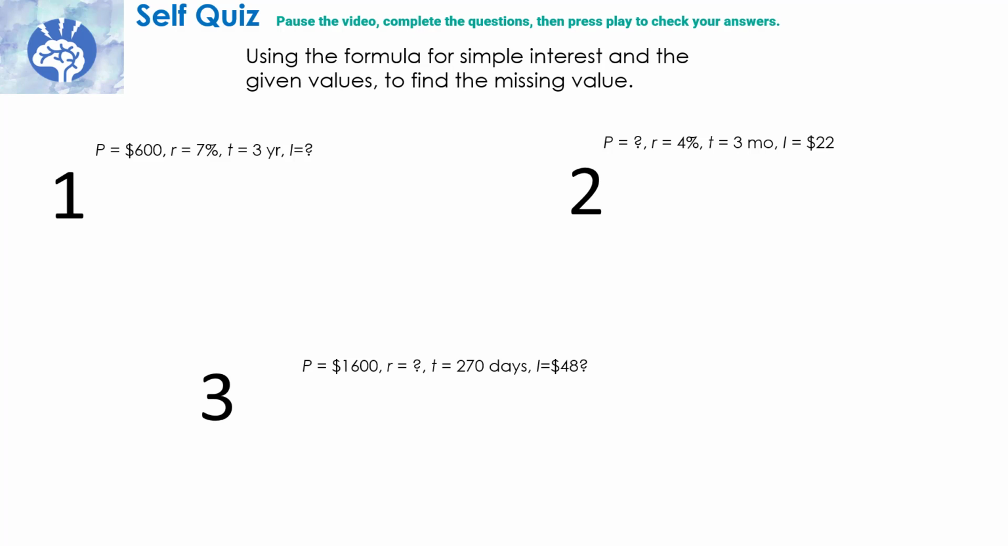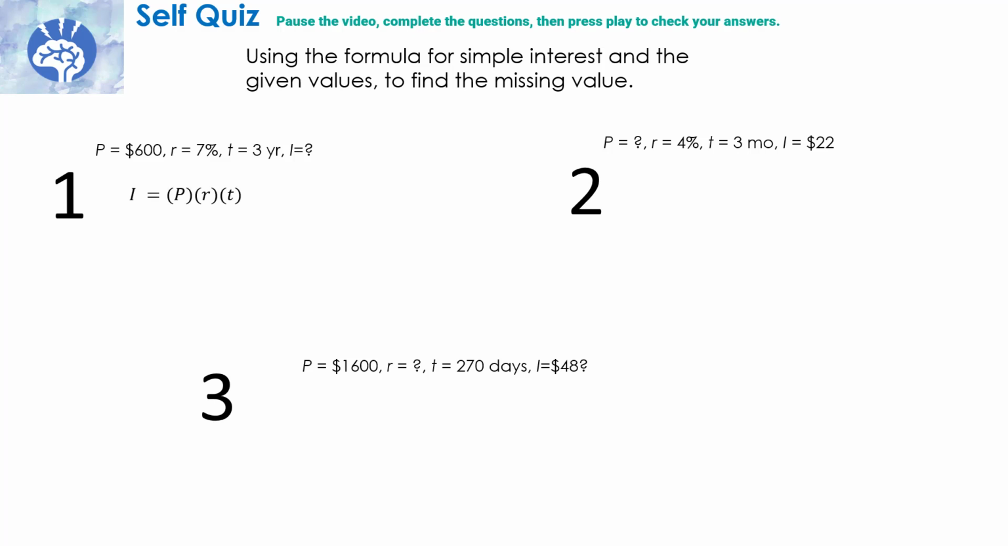Here's the first self-quiz. You're going to use the simple interest formula and the given values to find the missing value. Pause the video, complete the questions, then press play to check your answers. Let's work these together. For number 1, the principal is $600, the rate is 7%, the time is 3 years, and we need to find the interest.